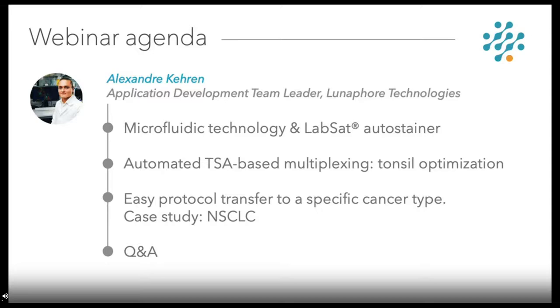So today I'm going to present you the general overview of the microfluidic technology developed at Lunaphore and the autostainer LabSat. We're going to go through a specific application of LabSat, which is the automated TSA-based multiplexing, and see how to optimize the assay on tonsil tissue. And then we're going to see a method for easy transfer of those optimized protocols to cancerous tissue, and in this specific case, a study on non-small cell carcinoma. At the end, we will have a live Q&A, and as mentioned before, we will answer the questions received during the presentation.